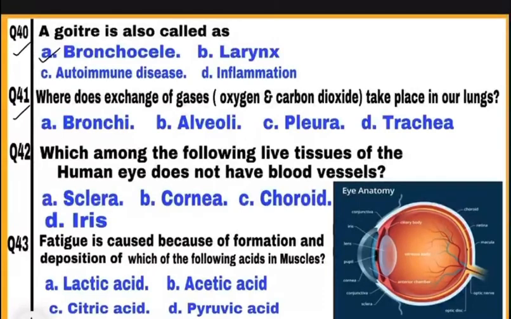41. Where does exchange of gases, oxygen and carbon dioxide, take place in our lungs? In alveoli of lungs, the exchange of gases, oxygen and carbon dioxide takes place. 42. Which among the following live tissues of the human eye does not have blood vessels? It is cornea of eye which has no blood vessels. 43. Fatigue is caused because of formation and deposition of which of the following acids in muscles? Accumulation of lactic acid in muscle led to fatigue.